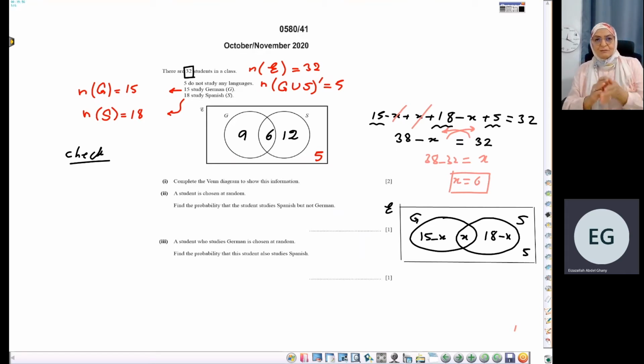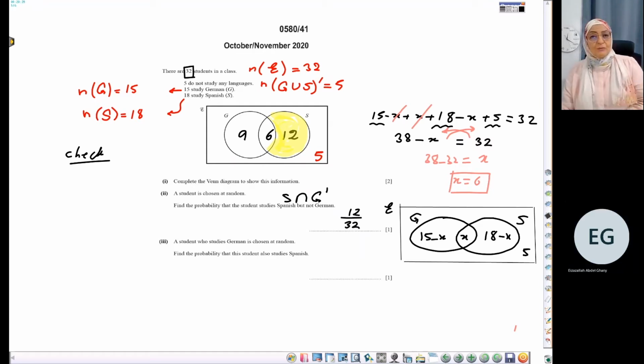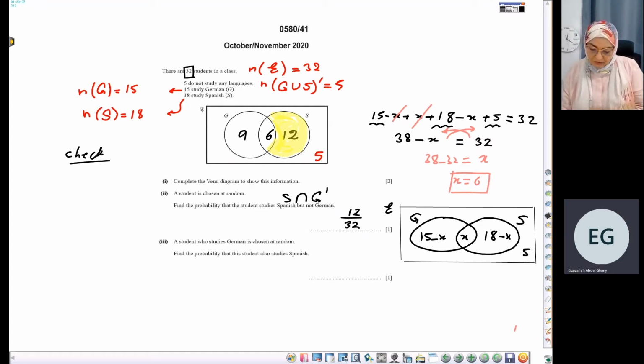Usually, sets and probability are connected in questions. A student is chosen at random. Find the probability that the student studies Spanish but not German. S but not G. It means this area which is having 12 students. But it should be written as a probability, which is part over total. It means 12 over 32. In probability, it is not necessary to simplify the fraction, no problem.